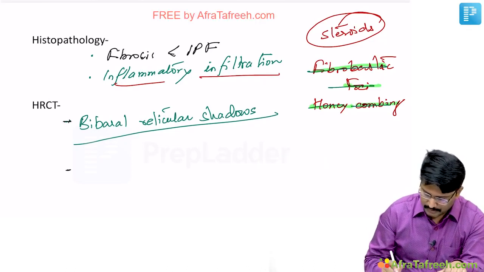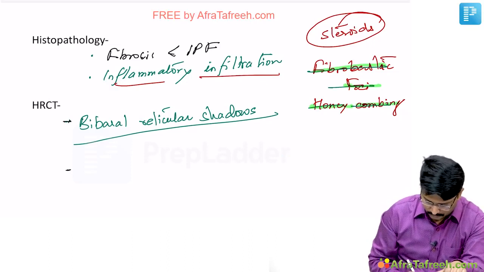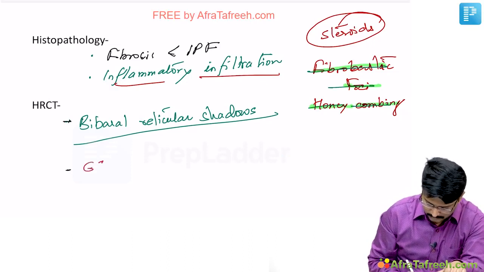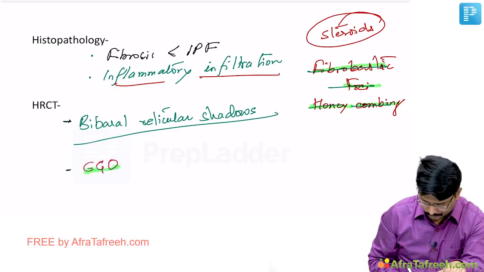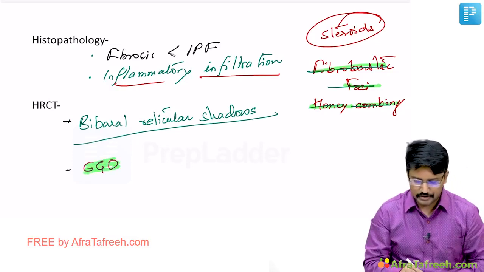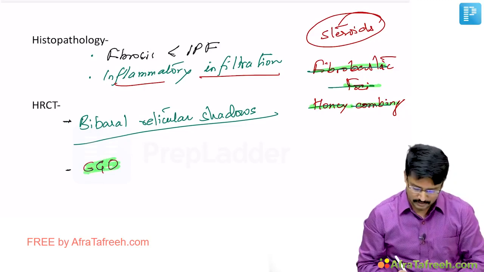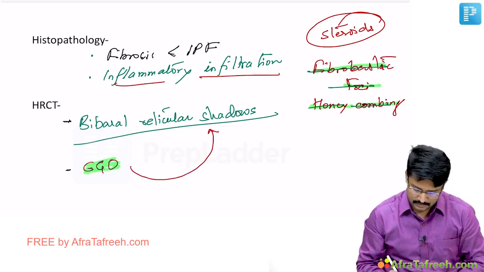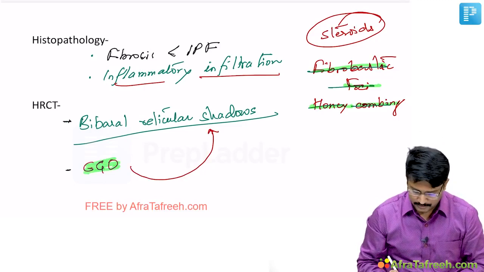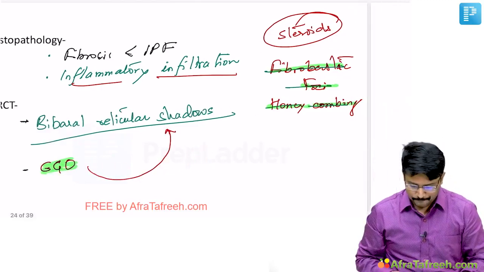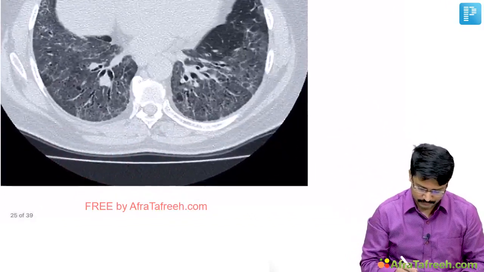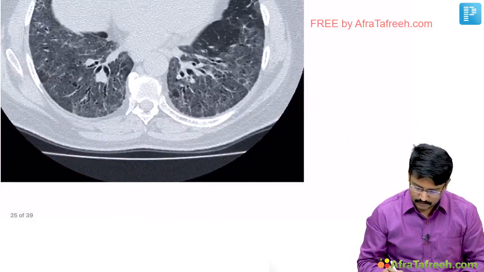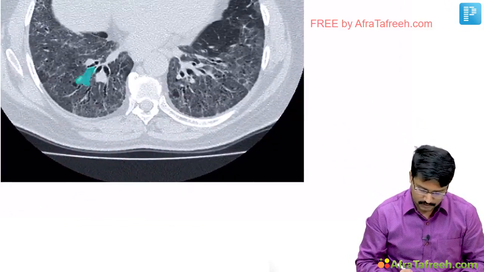The typical finding we see in these patients is ground glass opacities, GGO. The distribution of those ground glass opacities is again bibasal, bilateral and basal. You can see in this CT thorax, these are the ground glass opacities.